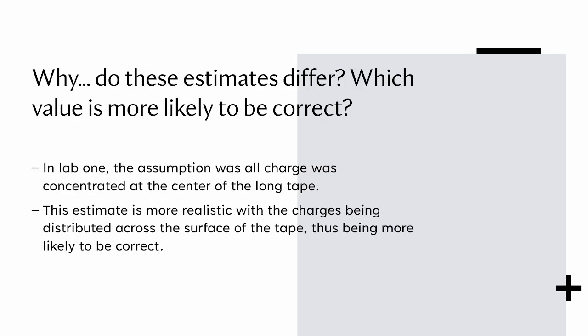Now, why do these estimates differ and which is more likely to be correct? They differ because in lab 1 we assumed that the tapes were point charges, which is obviously wrong because they have a length and width. Thus the estimates were different. This also means that our newly found answer of 9.169 times 10 to the 10 electrons is more likely to be correct. However, we only accounted for length and not width, so our answer is most likely to be off still.